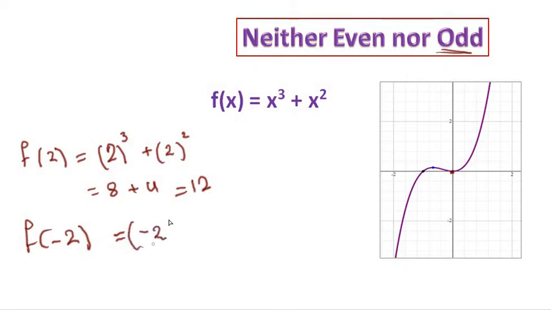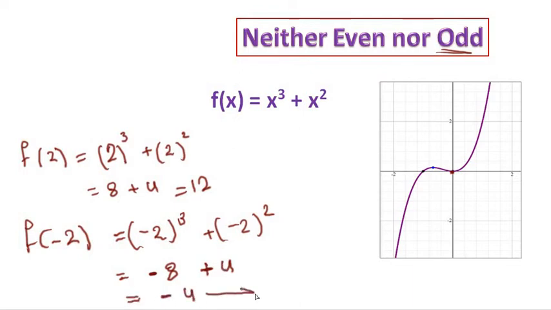Let's see what value we get when we substitute negative 2. This is negative 2 cubed plus negative 2 squared. This is negative 8 and this is positive 4, because when you square a number you get a positive answer, whatever the sign of the number is. Look at the values here. The first one became negative while the second one stayed the same. This is negative 4. Then I can tell that the function is not even and not odd.